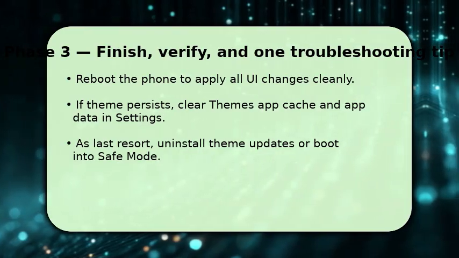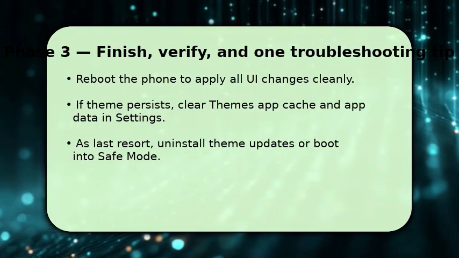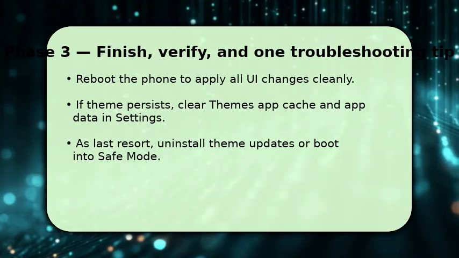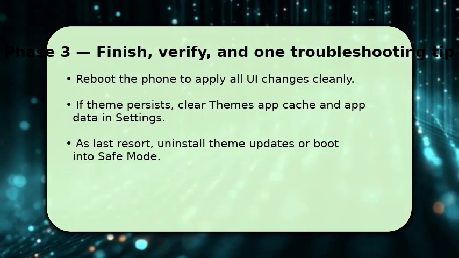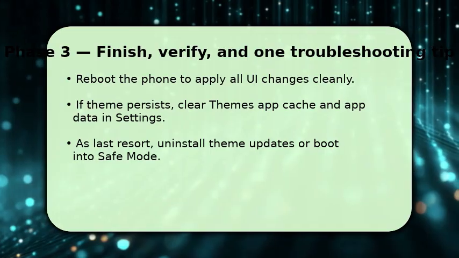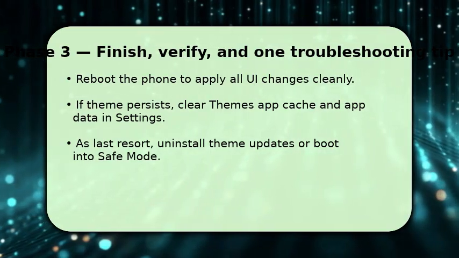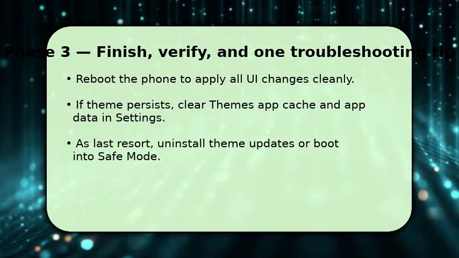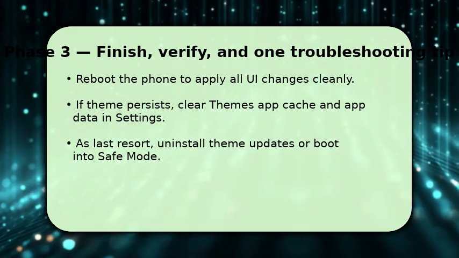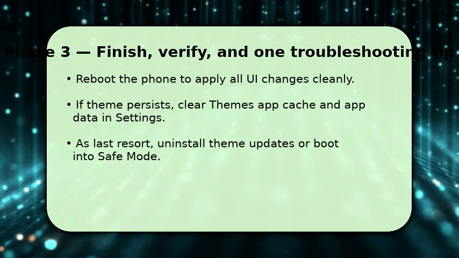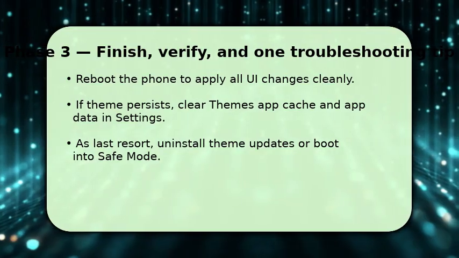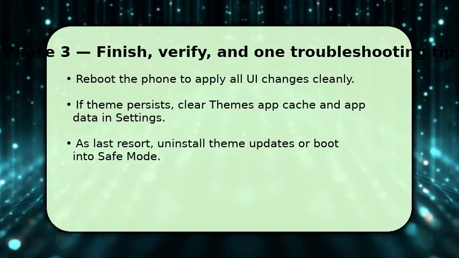If you still see elements from the old theme, go to Settings, Apps, find Themes, and Clear Cache, then Clear Data. This forces a clean state. As a final troubleshooting step, uninstall theme app updates or boot into safe mode to remove third-party interference. If none of that works, a quick factory reset after backing up will guarantee a return to stock visuals.